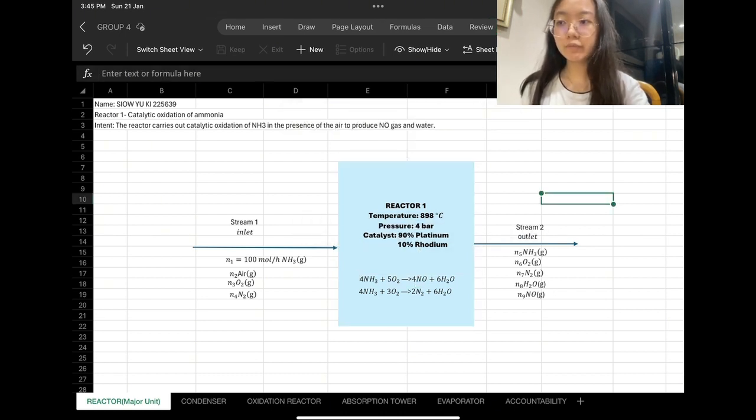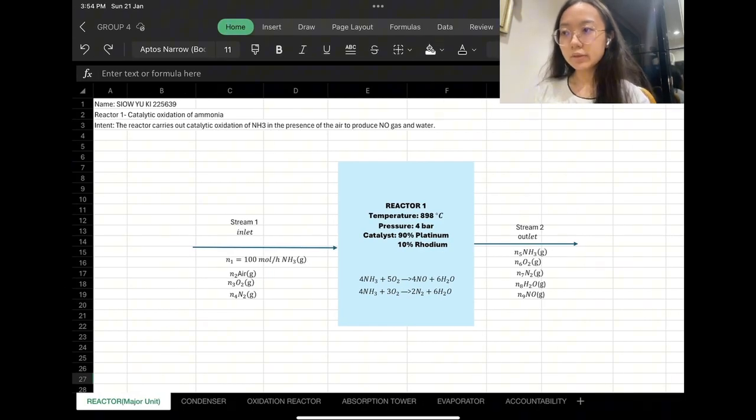The conditions needed for this reaction are 998 degrees Celsius and a medium pressure of 4 bar. This is because at high temperature and low pressure, the oxidation rate of ammonia will increase and give a greater yield. The catalyst used here is 90% platinum and 10% rhodium.